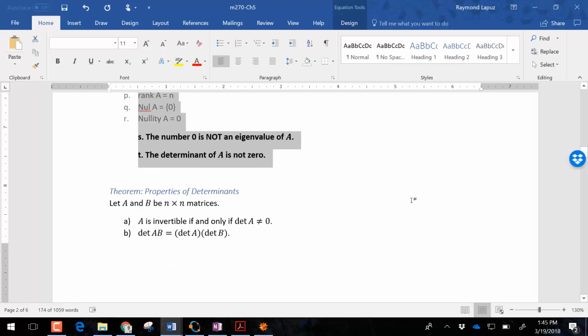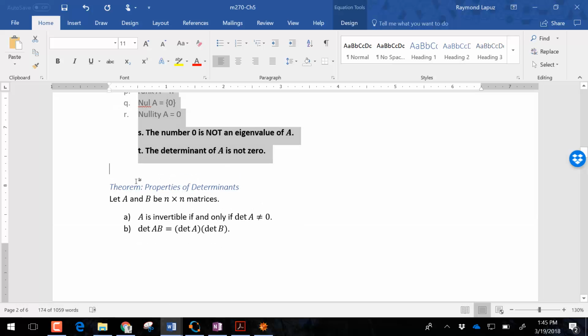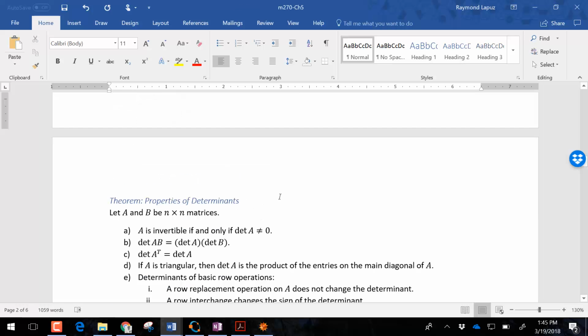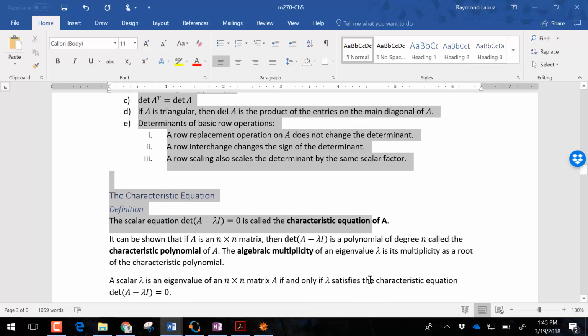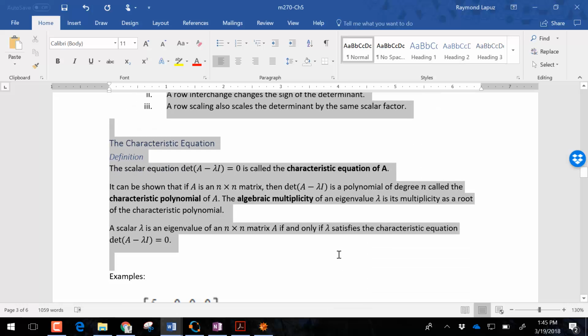All right, what we really want. These are more properties. Do I want to? I guess I'll list it since it's actually covered in the book. What we really want to get into is the characteristic equation.